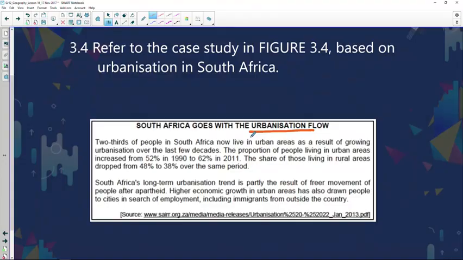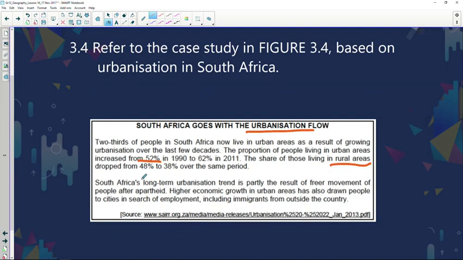So guys, welcome back after the break, and let's continue with the next question that involves a case study. Now this case study is about urbanization. Now if you look at it, 2/3 of the people already live in urban areas. As you can see over the past decades how it increased, there's the percentages, and as you can see the people living in rural areas has dropped over the same time. So that means the people from the rural areas has moved to the urban areas.